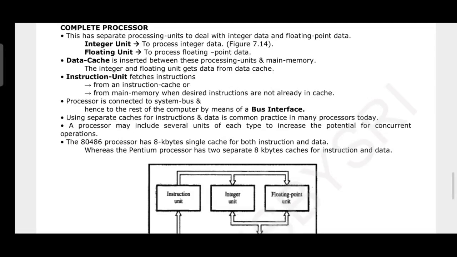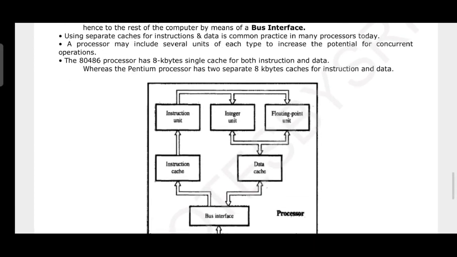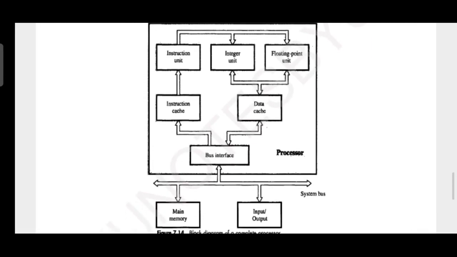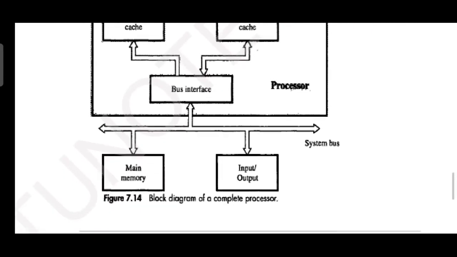Next is about the complete processor. See, complete processor organization is a very simple thing. If you understand the diagram, you can easily write it in your own words. You can find the bus here. See, the single bus has been there right from the first module. We are studying about this.